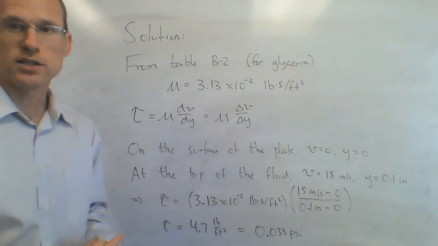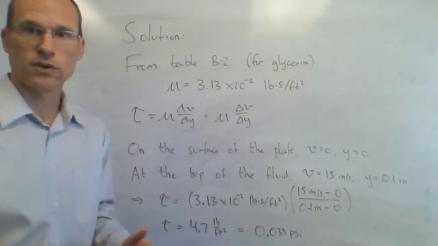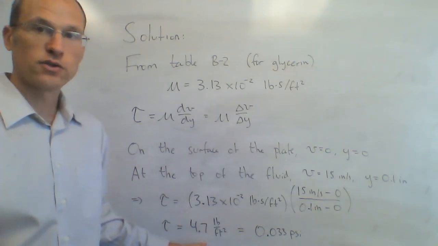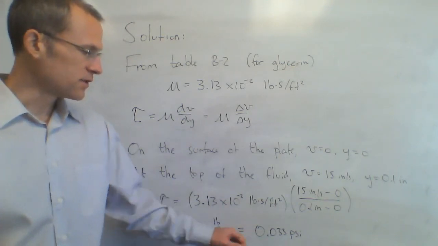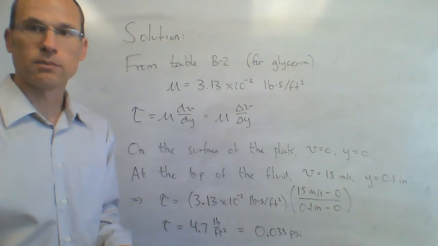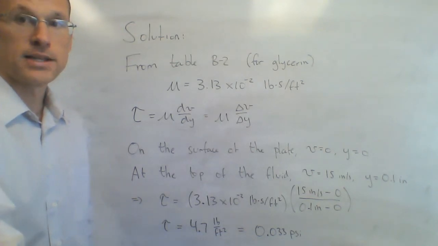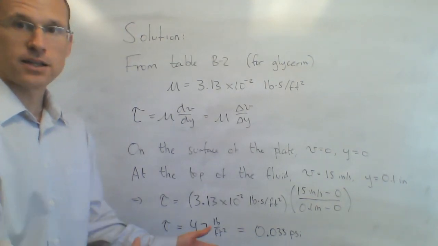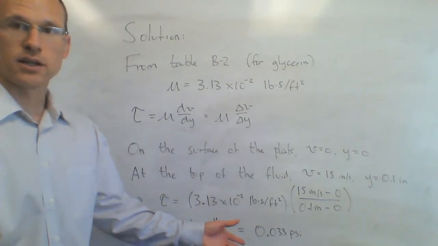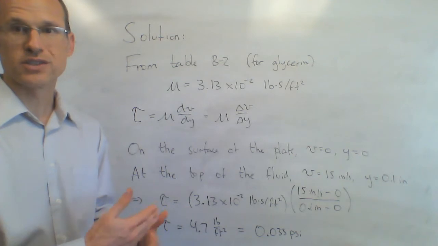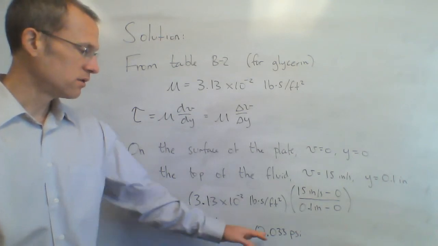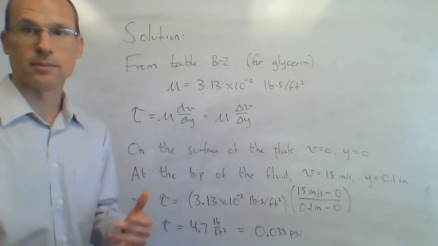Now usually shear stress is given in psi, not pounds per square foot. So divide this number by 144 square inches per square foot, which gives you 0.033 psi as the shear stress on the plate. This is technically the shear stress in the fluid, but kind of like Newton's third law, equal and opposite forces, I have equal and opposite shear stresses here. So the shear stress in the fluid is equal to the shear stress on the plate at that point.